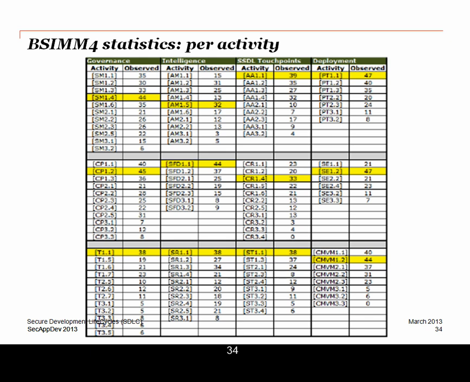But typically, what you would use are process metrics and application metrics. Process metrics are how many people follow training, how many projects actually do threat modeling. That's typically process metrics. And then application metrics are more like, okay, how many vulnerabilities are there, how many high-risk vulnerabilities are there per application, for instance.